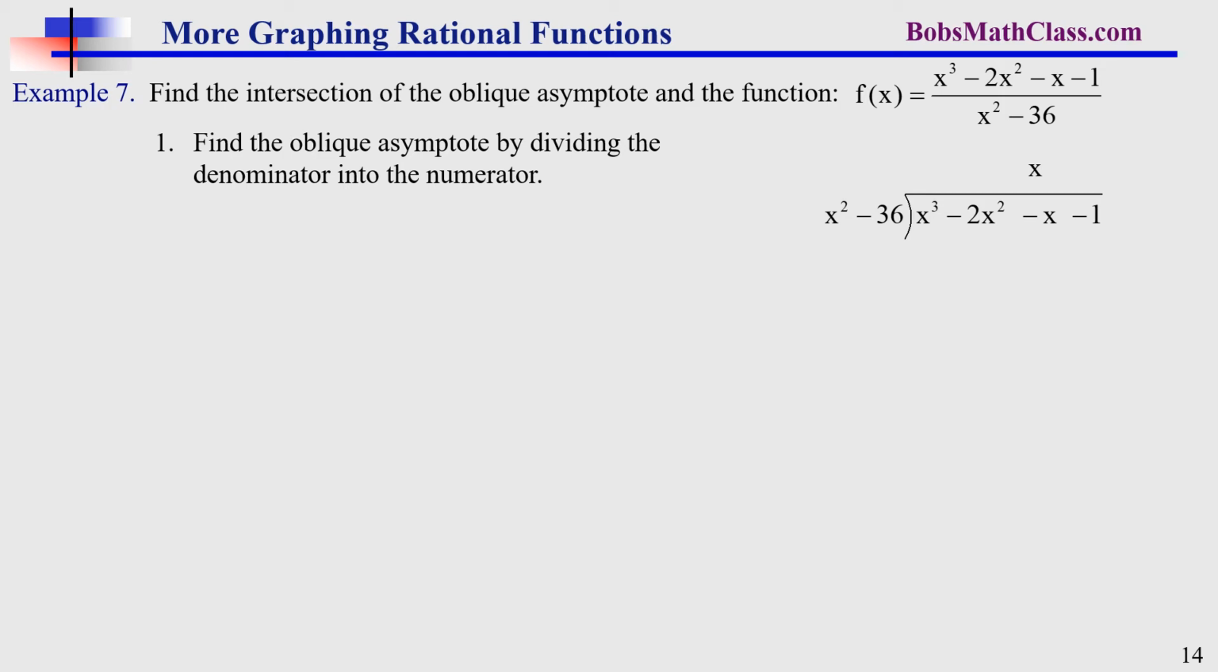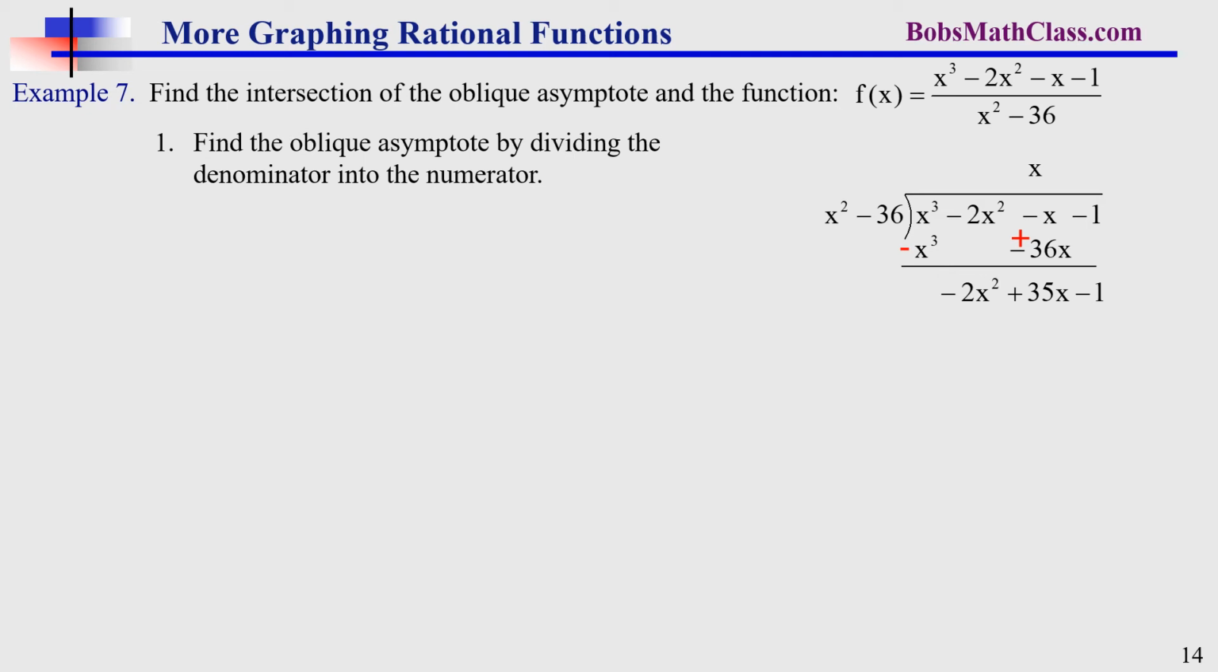Now multiply that. That gives you x cubed minus 36x. Draw a line, change the signs. Now the x cubes cancel, but we have to bring down the negative 2x squared. And then positive 36x minus x is positive 35x. And then we're going to bring down the minus 1.